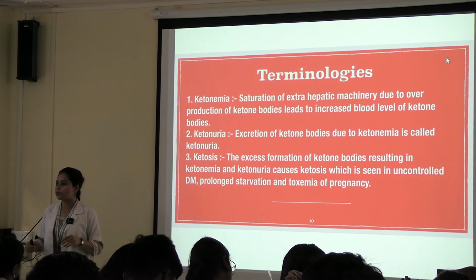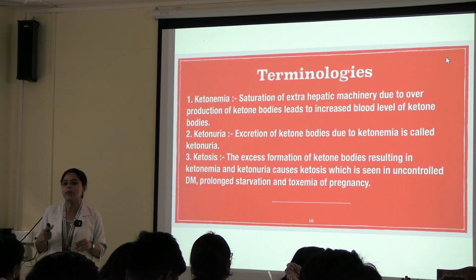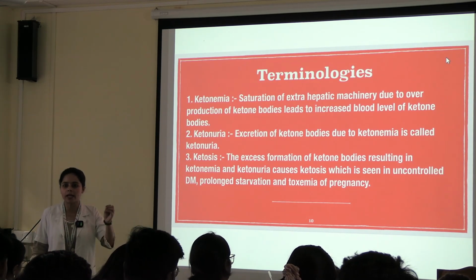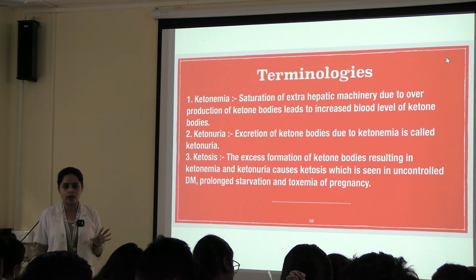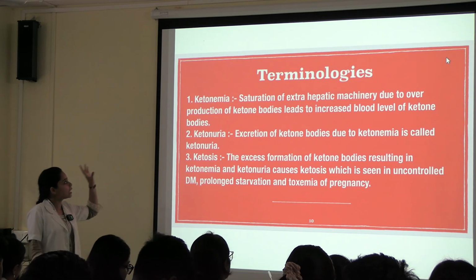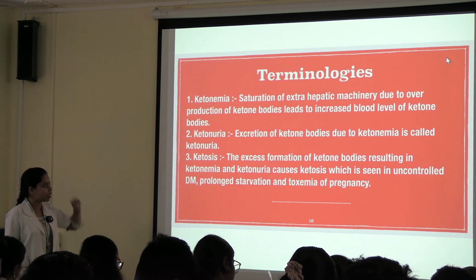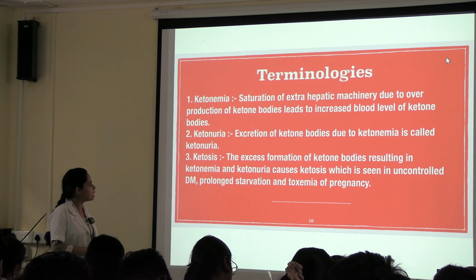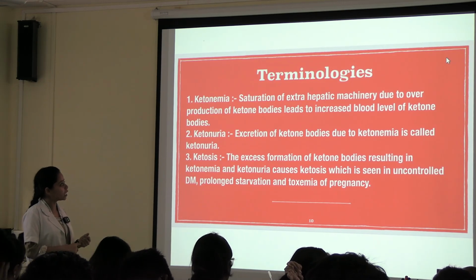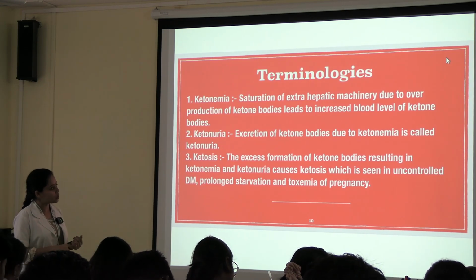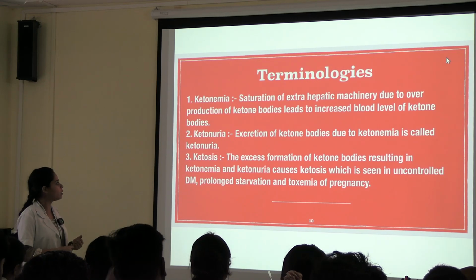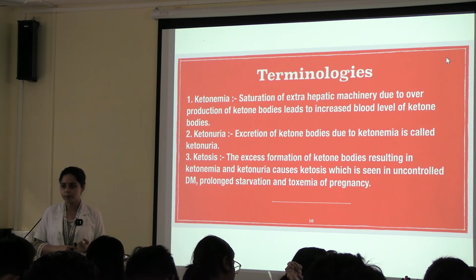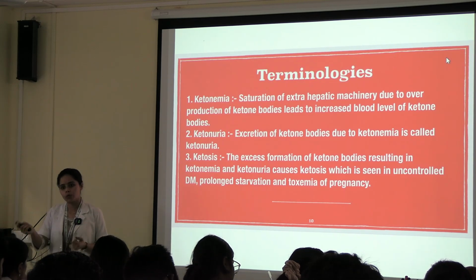Like diabetes mellitus is a systemic disease. If you have diabetes mellitus, it can affect anything, your eye, your brain, anything. So ketonemia and ketonuria cause ketosis, which is the excess formation of ketone bodies, seen in uncontrolled diabetes mellitus, prolonged starvation and toxemia of pregnancy. Now you can note it.